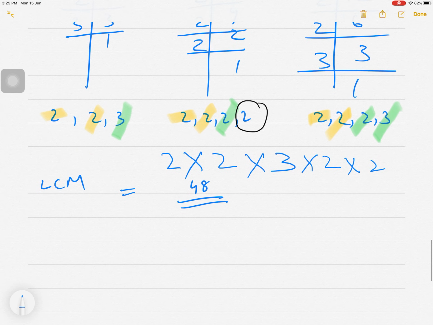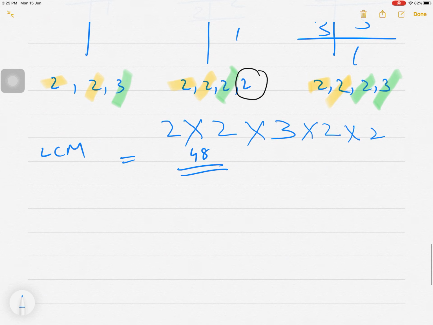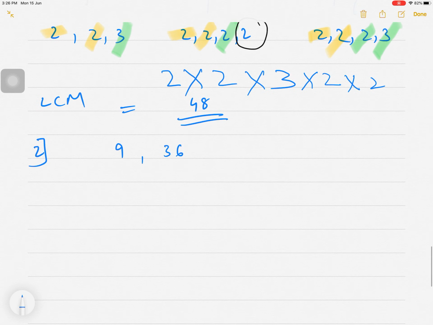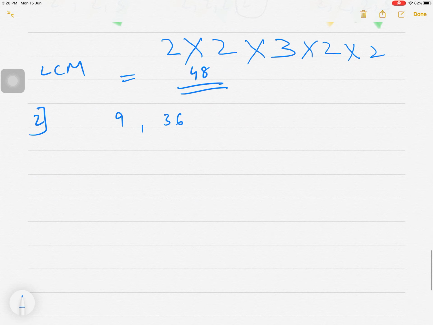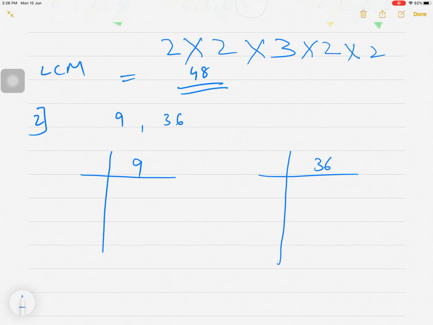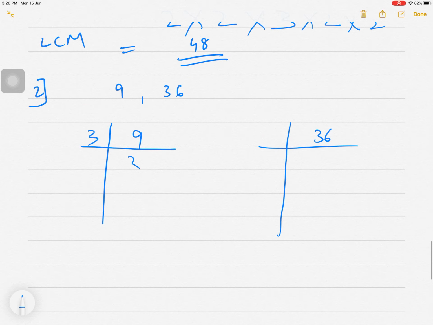Let's solve one more sum using the same method. Problem number 2. Find the LCM of 9 and 36. Let's find the prime factors. 9, 36. Okay. 3 3s are 9, 3 1s are 3.